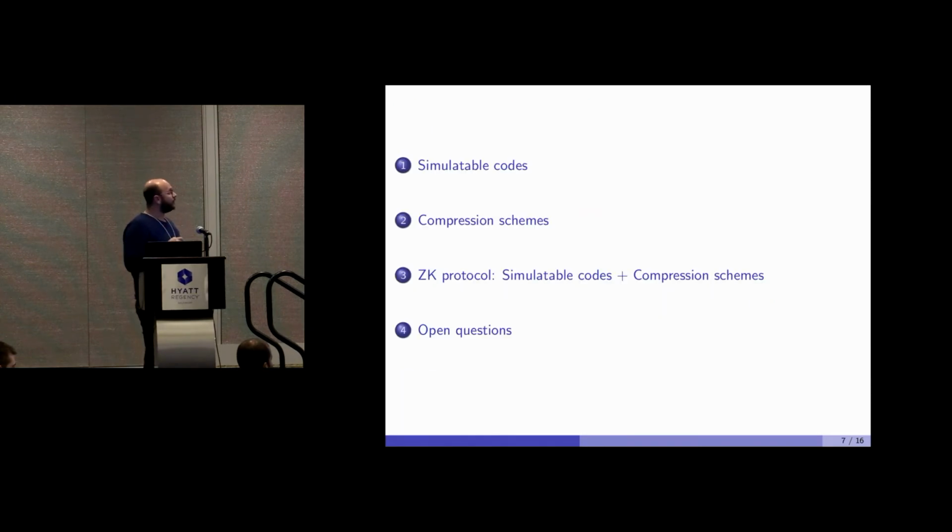And for the rest of my talk, I'll first describe the simulatable codes, and this is the main tool that we use to prove our zero knowledge protocol. Following that, I'll describe this compression scheme defined by Fitzsimmons et al. And finally, I'll show how to make our zero knowledge protocol based on these two technical tools that we have.